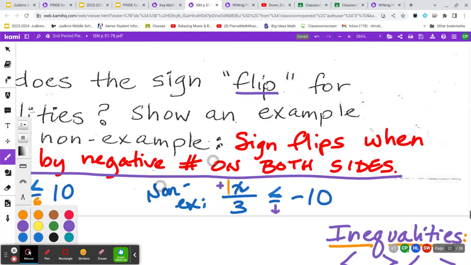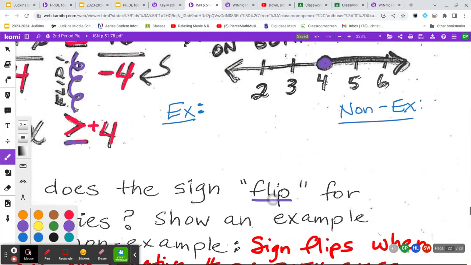Please take 30 seconds to make up your own example of when you're going to use the twist and another example of when you're going to bring the inequality sign straight down. Put it in this area, please. You have 30 seconds. All right, so your examples are better than mine.